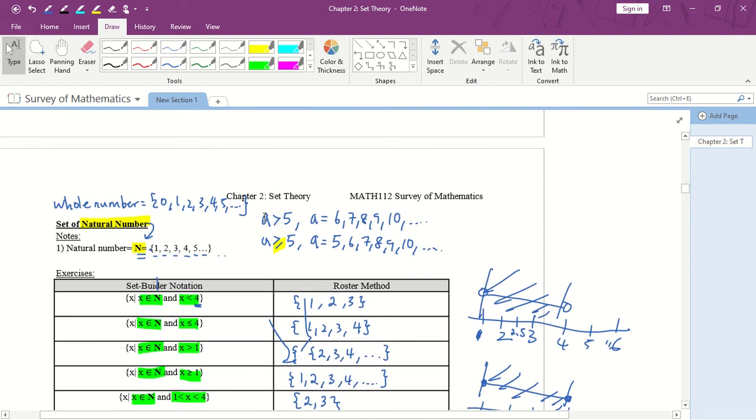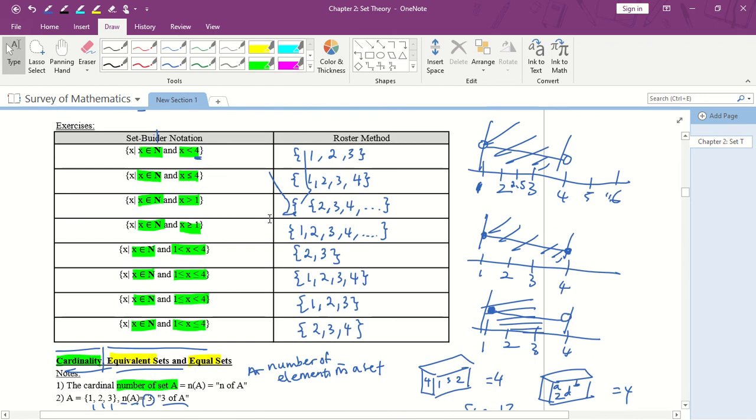Okay? So, it seems that doesn't have any example. Yes, here. If you look at this one, is it finite or infinite? The answer is infinite. Why? Because you cannot count here. 1, 2, 3, 4, and it continues. It continues until 5, 6, 7, 8, 9, 10, 11, 12, and more, 1,000, 2,000, 3,000, millions, billions that you cannot count. So, that is considered as infinite. Okay?